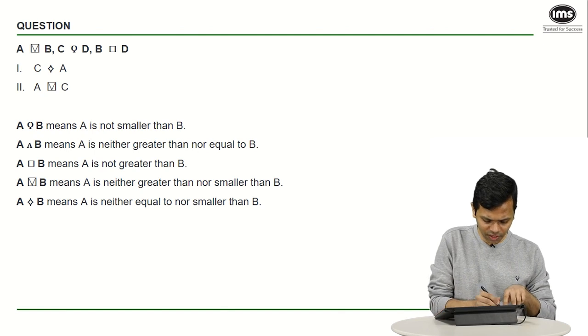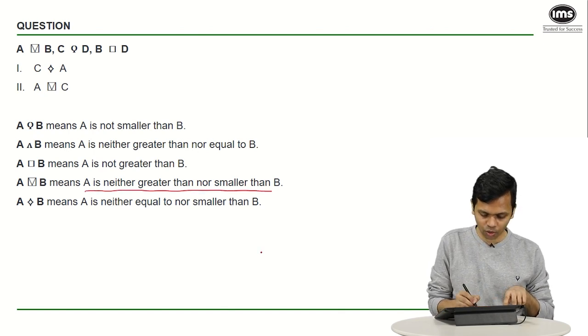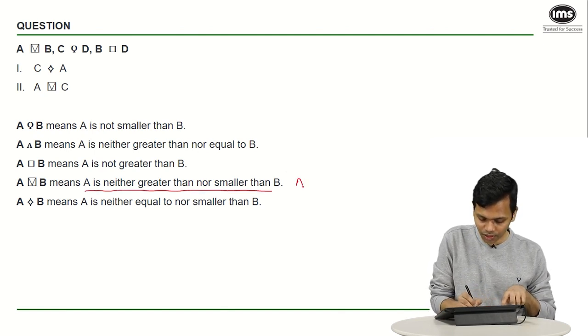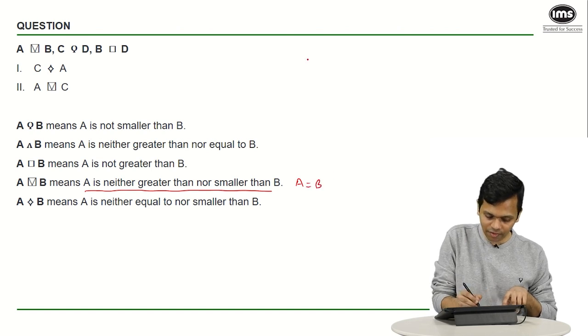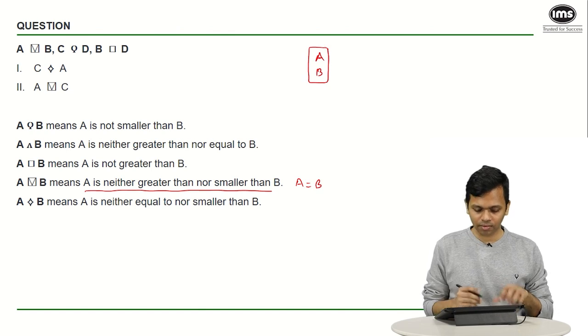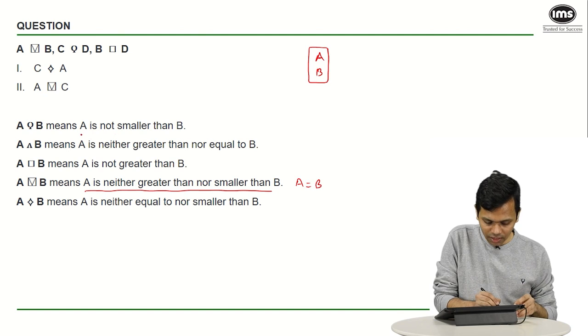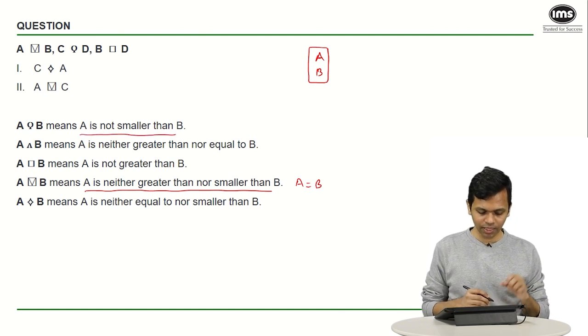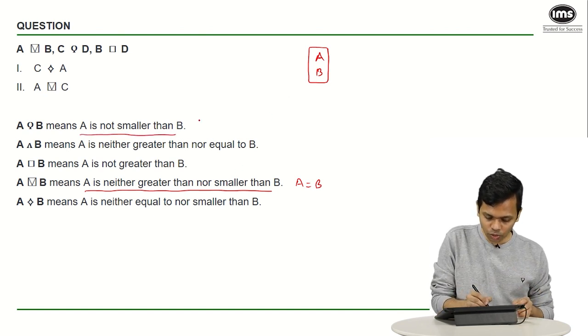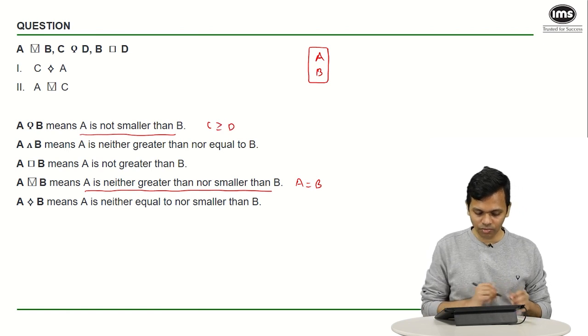So we have the first one says neither greater than nor smaller. So neither greater than nor smaller is nothing but equal. So we have A equal to B. So wherever you have A, B is exactly the same. Then you have C circle D. So not smaller than B, meaning greater than or equal to. So C greater than or equal to D.